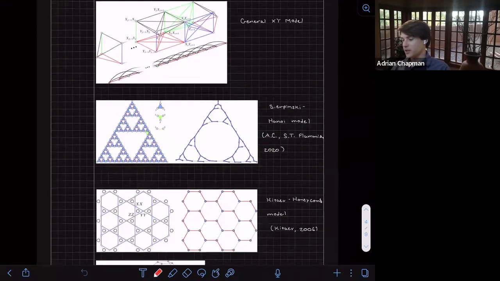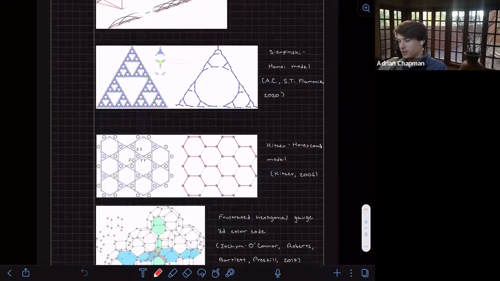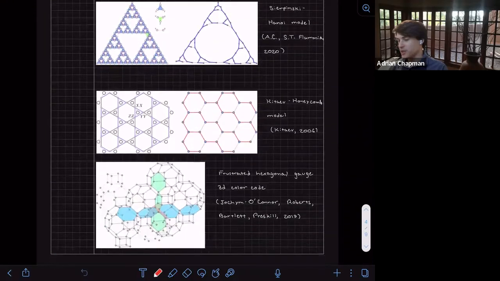In Kitaev's paper in 2006, he introduced the Kitaev honeycomb model. This is a genuinely 2D model with an extensive number of cycle symmetries. And then other models have been proposed. A particularly interesting one is the frustrated hexagonal gauge 3D color code, proposed by Yoshida, O'Connor, Roberts, Bartlett, and Preskill in 2009 at a conference.